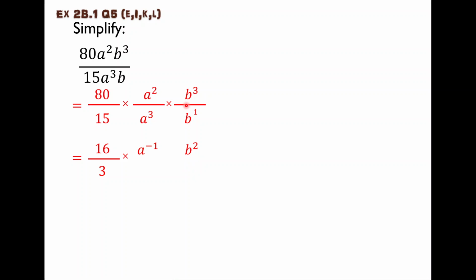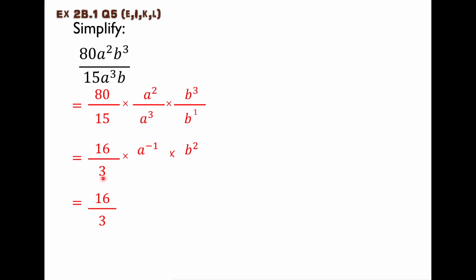I can use the rule that if I've got an exponent on the top and an exponent on the bottom, they have the same base, the same big letter here, it's going to be B to the power of 3 take 1. 3 take 1 is 2. And again, that is multiplied. I don't know where my multiplied went. Let's pop one in. There it is.